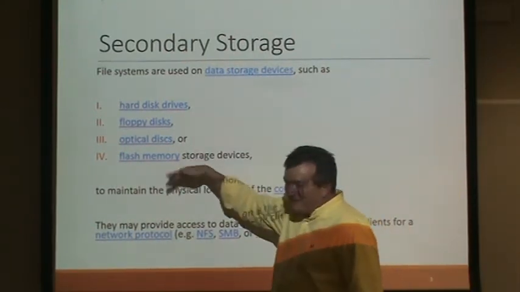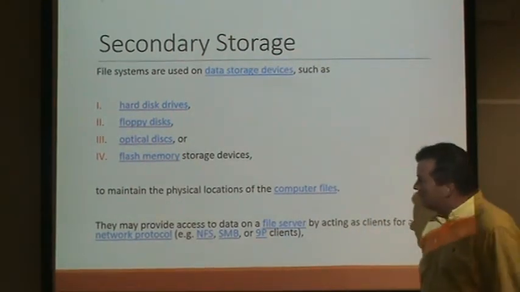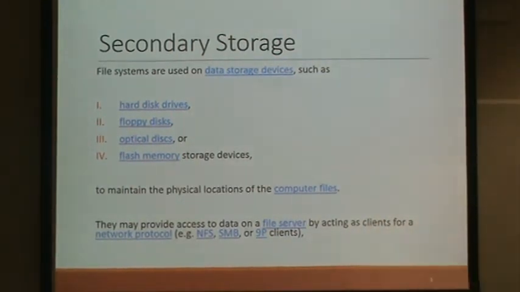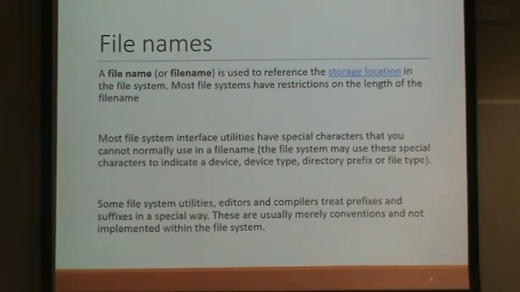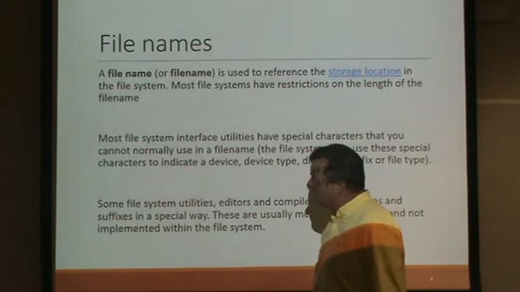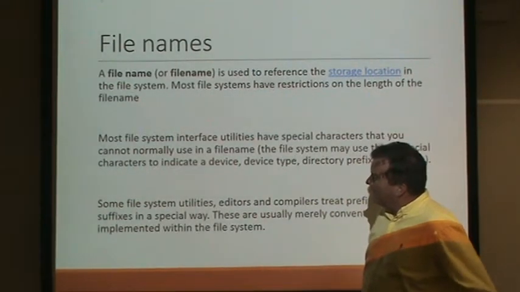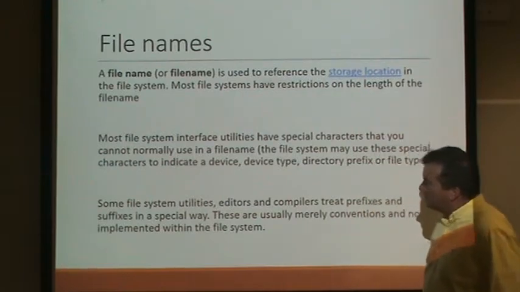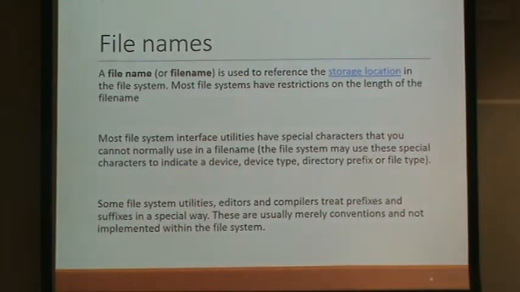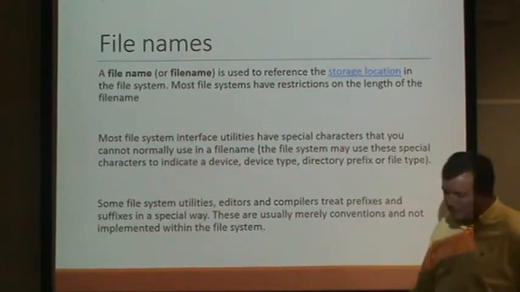Optical disks, you know, DVDs and CDs, and then flash memory you plug into your computer. So those are forms of recording memory, and they're not sensitive to electricity outages. So those would be secondary files. Okay, so every file would have a file name, and most file systems have interfaces so you can edit the files. There are utilities for copying files, deleting files, that kind of stuff.